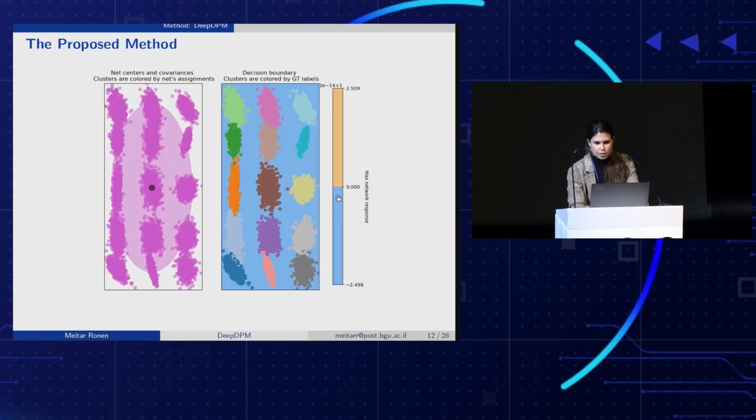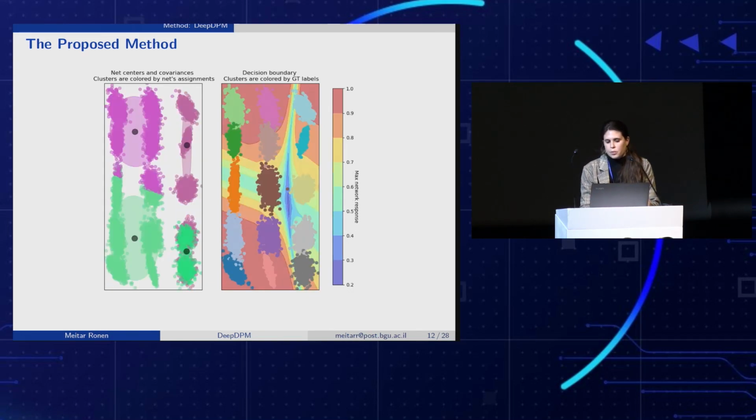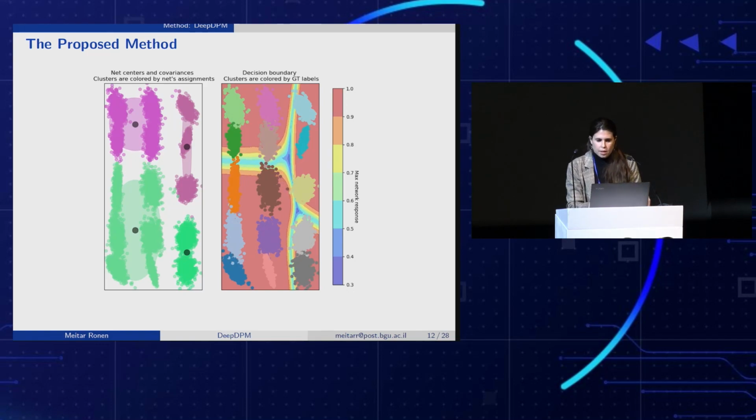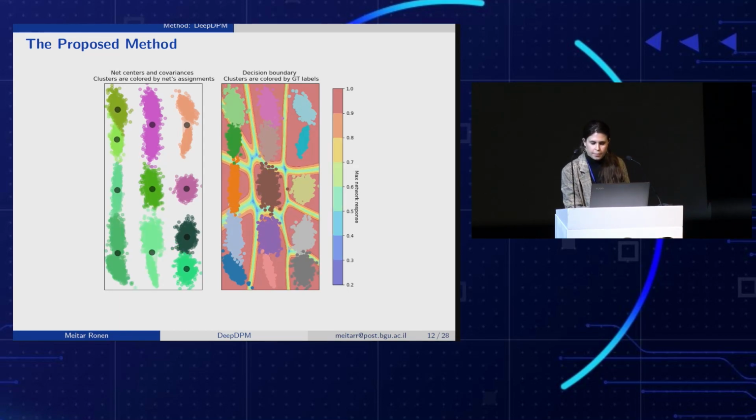So this is a small demonstration of how the network works. On the left here, you can see the network's prediction. We initialized it with K equals one, so one cluster. On the right, you can see the ground truth labels. So you see there are, in ground truth, 15 clusters, and the decision boundaries of the network. You see that as training progresses, the network successfully splits the clusters and achieves quite good clustering performance.